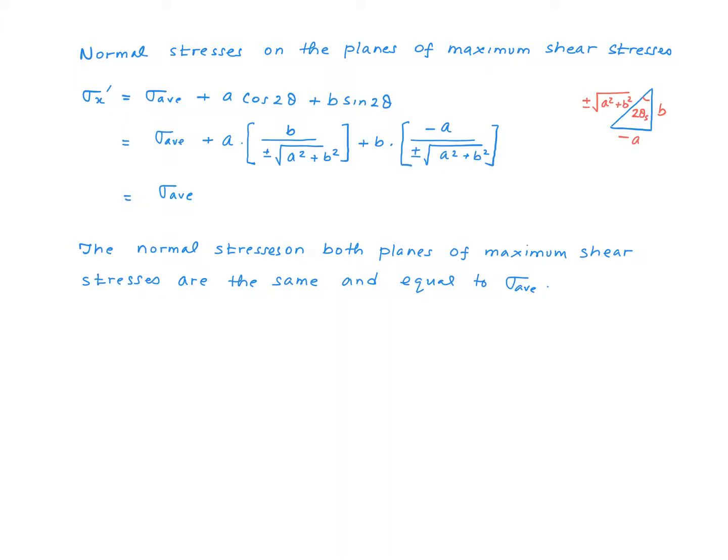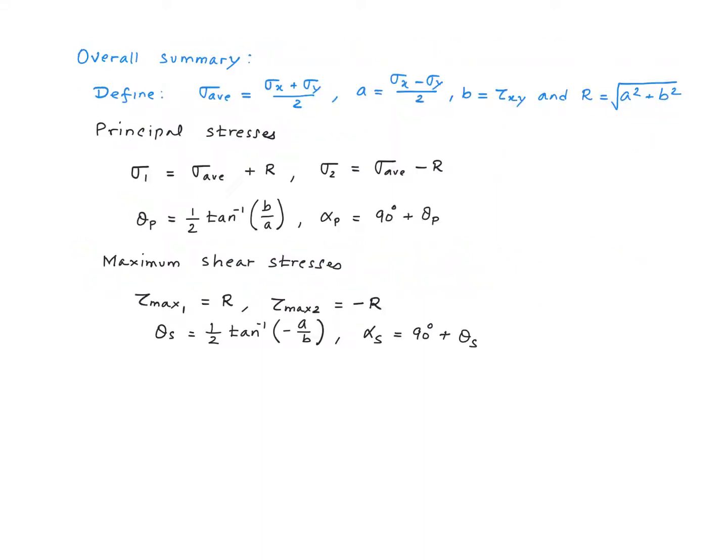Just as we investigated the shear stresses on the principal planes, it is of interest to know the normal stresses on the planes of maximum shear stresses. We follow the same approach. We take the equation for the normal stress and substitute theta s into that equation. So that leads to this value for sigma x prime. In other words, we get the same value of the normal stress on both planes of maximum shear, and the value is sigma average. So here's the overall summary of the equations for the principal stresses and the maximum shear stresses.